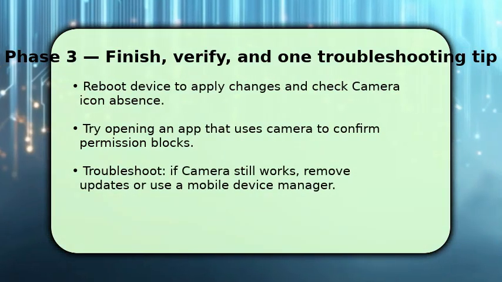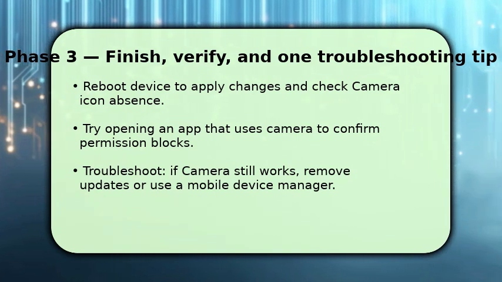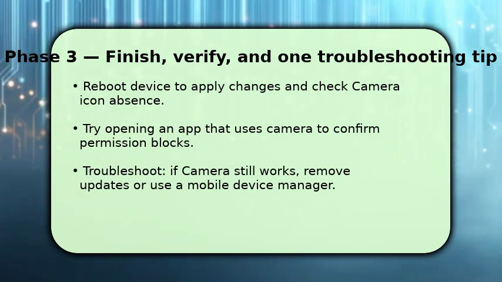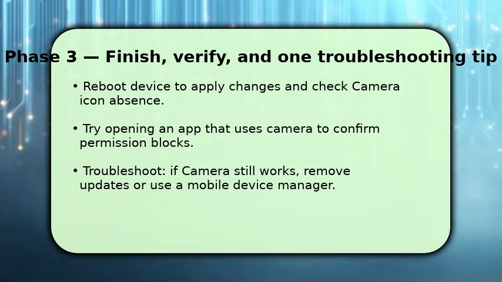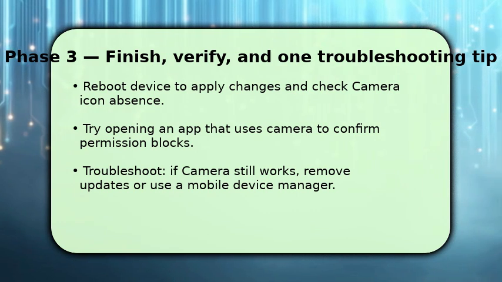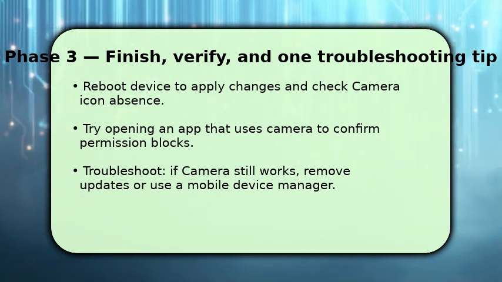Finish by rebooting the phone so system services recognize the new state. Restarts often clear lingering processes. Once restarted, verify the camera app is hidden or inert. Open a social app that usually uses the camera to confirm it's blocked.